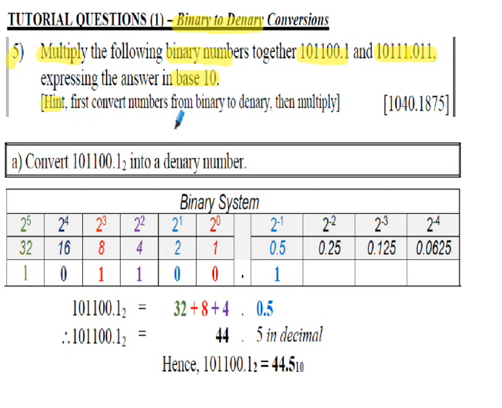I'll let you look at the solutions in your own time, but basically you're going to take the first binary number given and convert it into denary using the column heading format. So you should find that the binary number 101100.1 is 44.5 in the denary system.